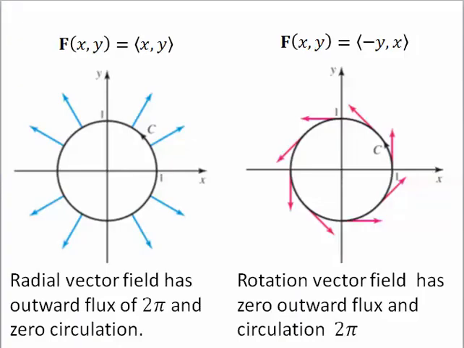So, the radial vector field ⟨x, y⟩ has outward flux of 2 pi and 0 circulation. The rotation vector field ⟨-y, x⟩ has 0 outward flux and a circulation of 2 pi. Take care, and I'll see you in 15.3.